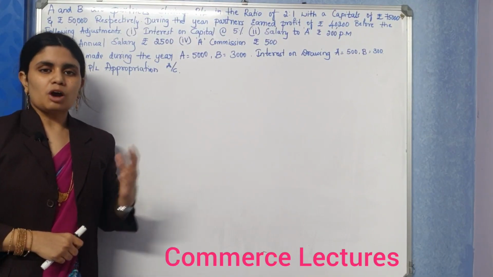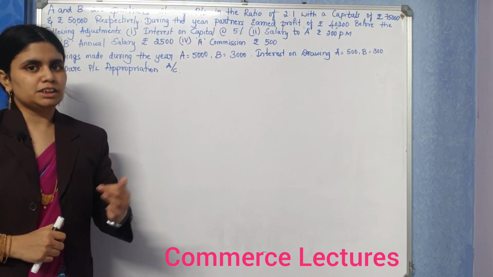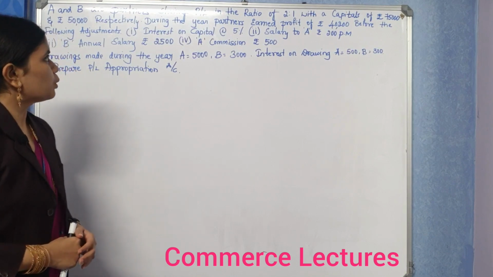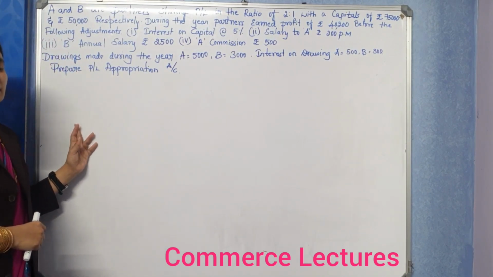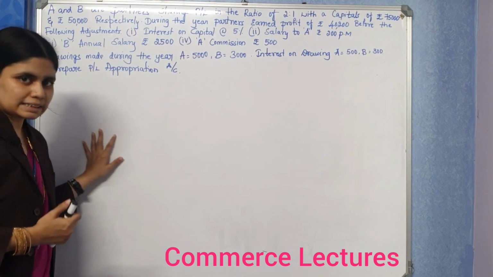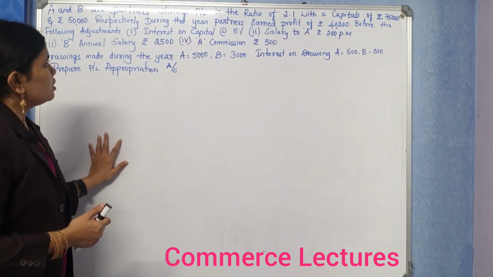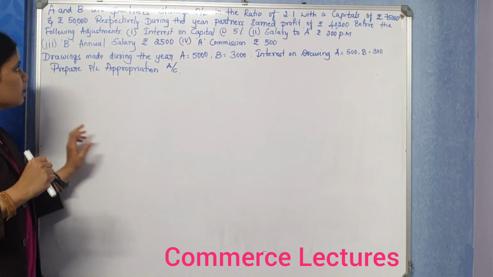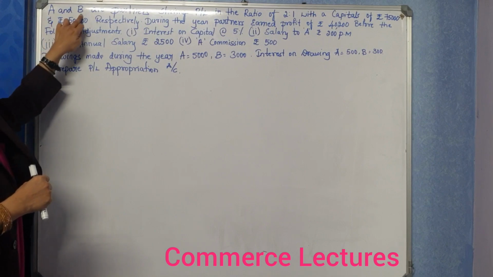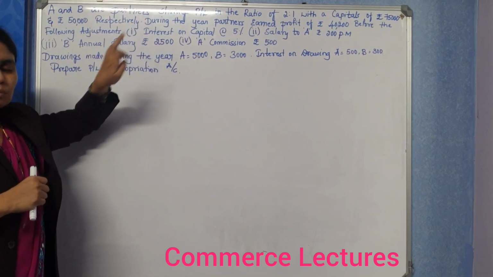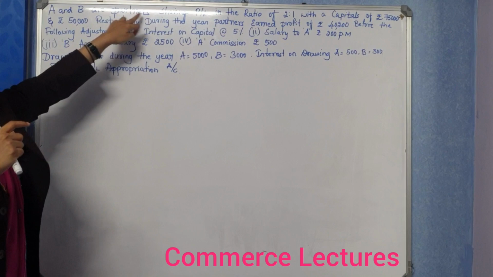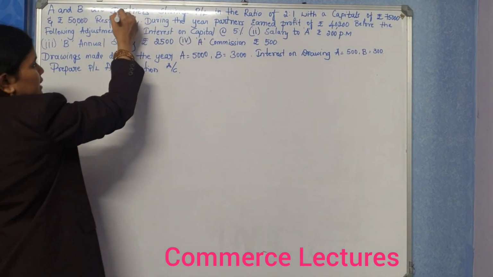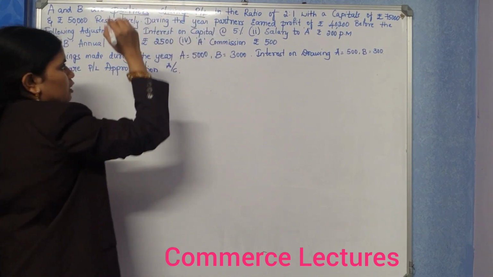Hello students, now we will discuss the problems relating to the profit and loss appropriation account. So concentrate here. This is very important for your examination. So this is the question which is relating to the profit and loss appropriation account. A and B are partners. Because of the light you can't see these words, I think. See here, A and B are the partners sharing profit and loss.